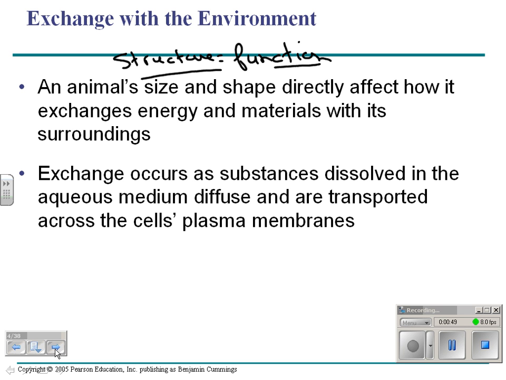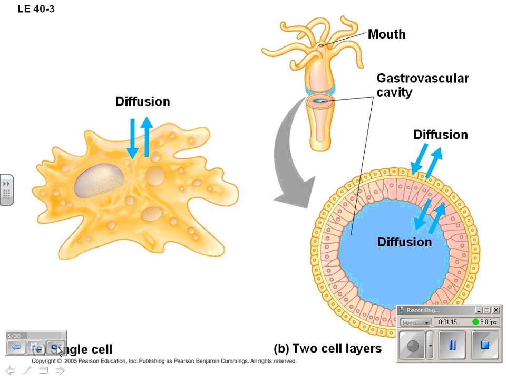What an animal looks like, its size and shape, directly affects how it exchanges stuff with its surroundings. At a cellular level, remember that we're exchanging substances that are dissolved in water. It says aqueous medium. That's essentially water. They have to diffuse and be transported across cell membranes. If you're a one-celled thing like an amoeba, diffusion occurs directly. If you're a hydra, which is basically a two-cell-layer thing, you have diffusion with the outside and diffusion with the inside.